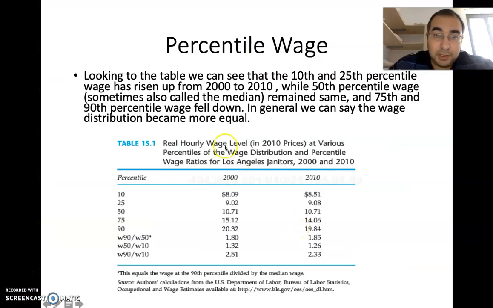On this graph, we can actually see that this graph can be applied for many other types of percentile wage distributions. You can see the 10th, 25th, 50th, 75th, and 90th percentile wages, and how those percentile wages change between 2000 and 2010.